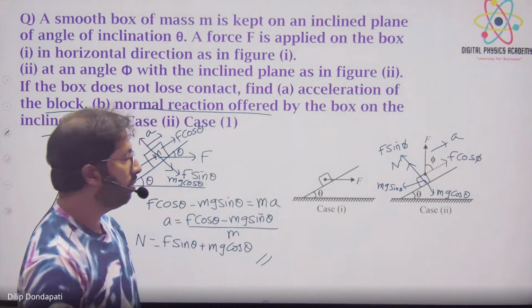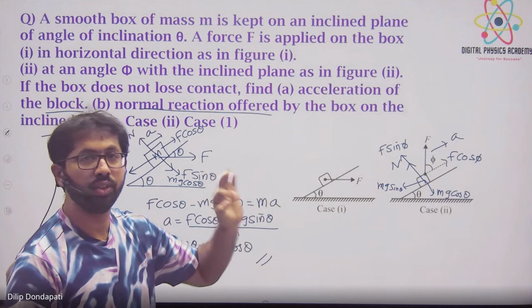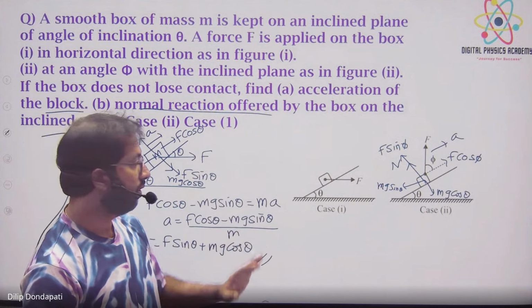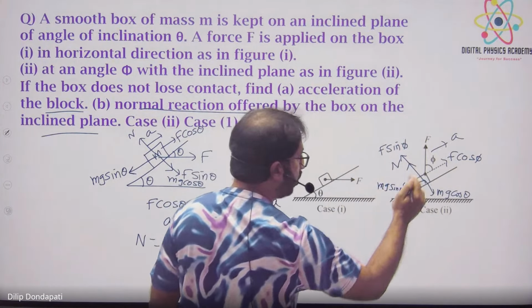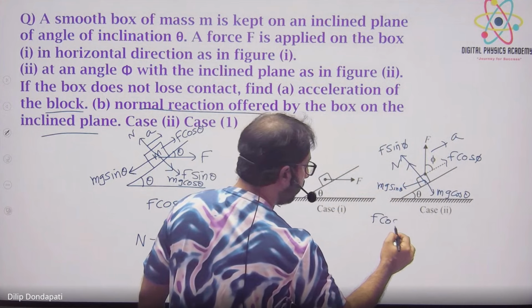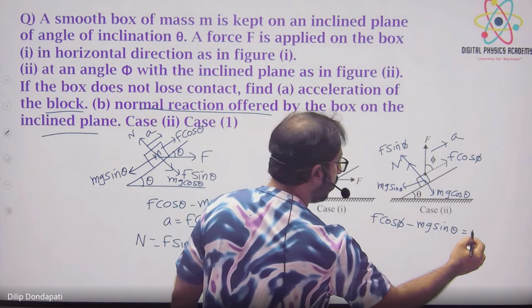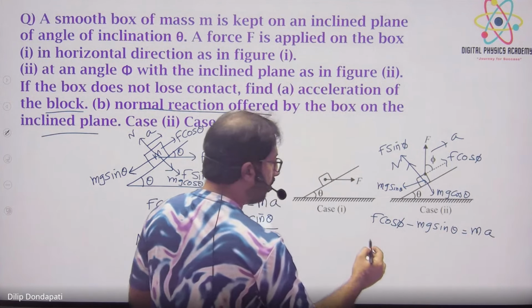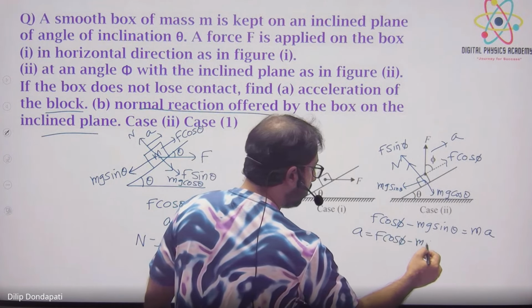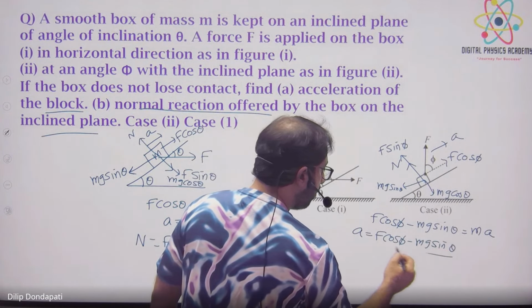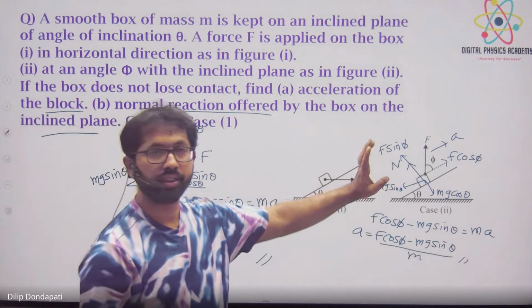Now apply the concept of net force equal to ma. Whenever the object is moving with some acceleration, always use net force equal to ma and solve. So how will the net force come? The acceleration direction we should take as positive, right? So F cos phi minus mg sin theta is equal to mass times acceleration. So from this, a is equal to F cos phi minus mg sin theta by m. So you got the acceleration. In both cases, we have to find acceleration and normal reaction.